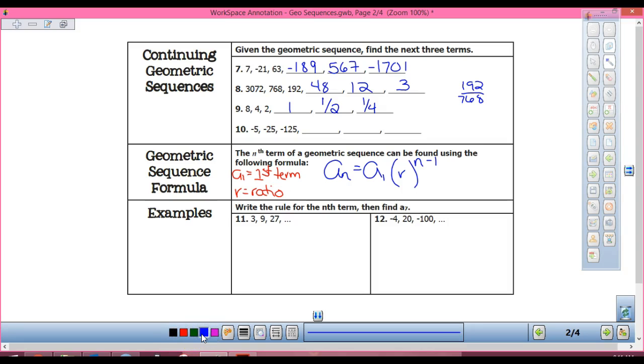All right, so number 11. Okay, we always start with a sub n. Have to have that written. Equals, what's my first term? 3. 3 times what's happening each one? 3. We're multiplying by 3, so that's my ratio. And then we say to the n minus 1 power.